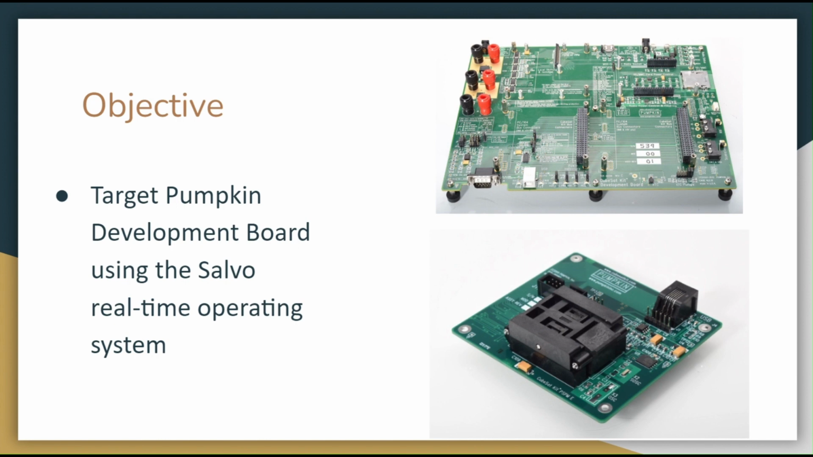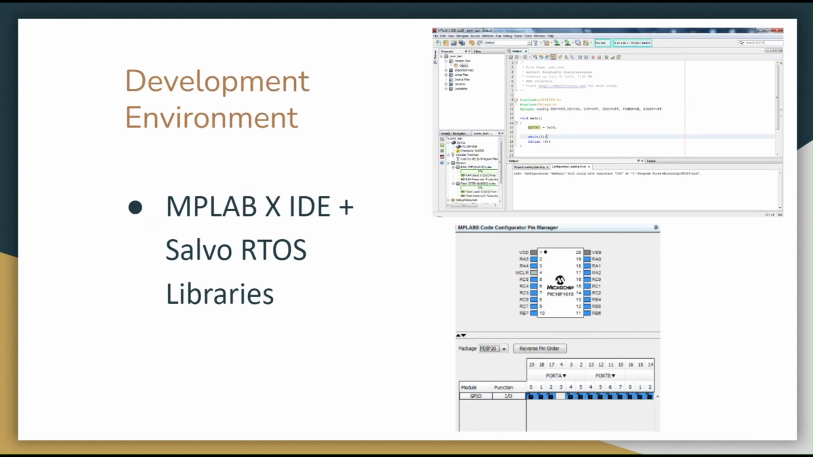For RTOS, I was pointed in the direction of Salvo, which, like the Pumpkin Development Board, was also created by Pumpkin, claims to be designed for very low-cost embedded systems with limited program and data memory, and also promised to be very easy to use, highly configurable, and scalable.